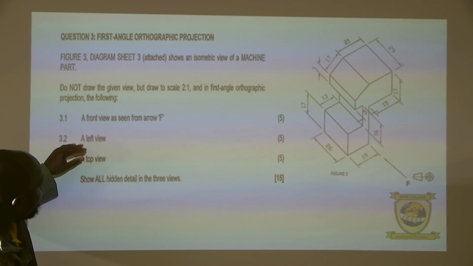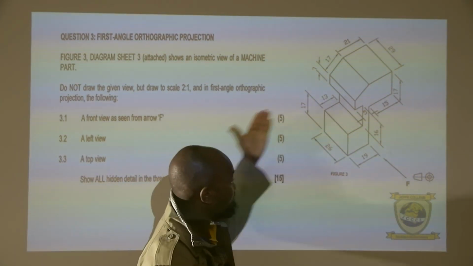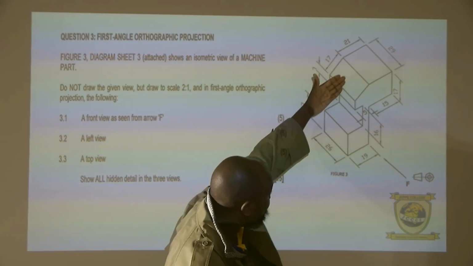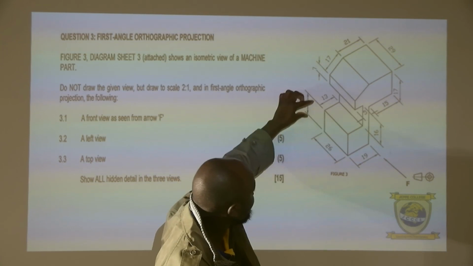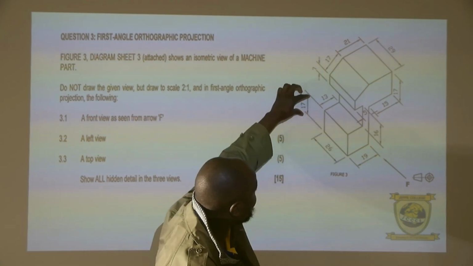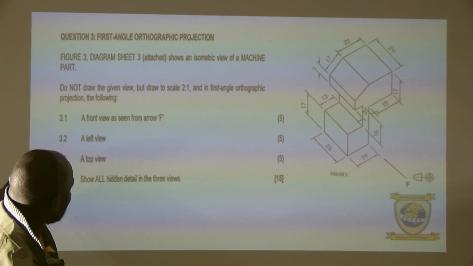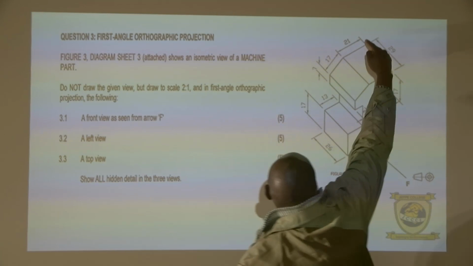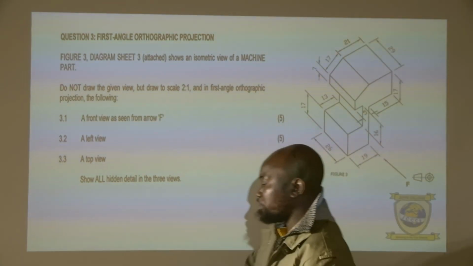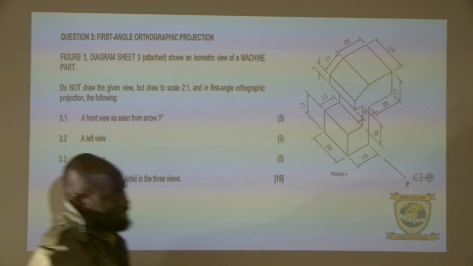Then we are asked to draw the left view, which would be the view from this side here, where we have our 26, this section here of 17, and the whole of that section will be our left view. And then 3, the top view. That is the view that is seen from the top of that object.